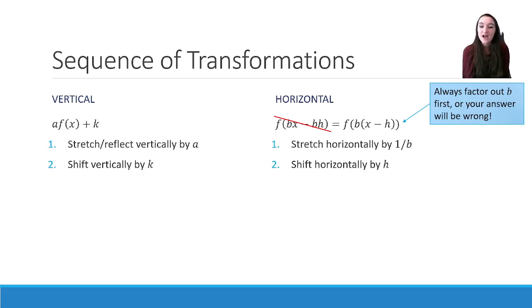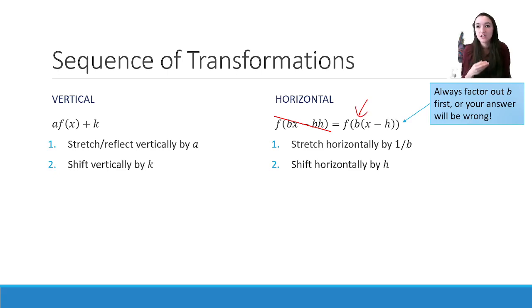So we factor out whatever was multiplied by x, in this case b, and then we stretch or reflect horizontally by 1 over b. If there's a reflection, that again happens at the same time as well. And then we do our shift at the end by, in this case, h. So make sure you are factoring out b. If you do not, you will get a different answer.